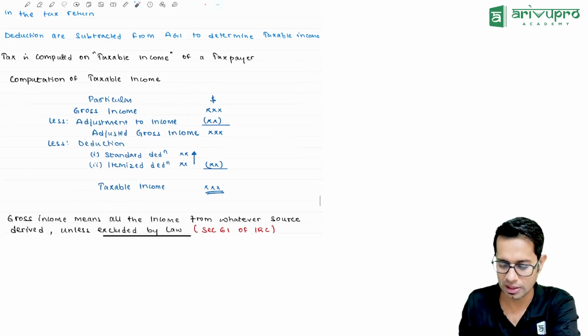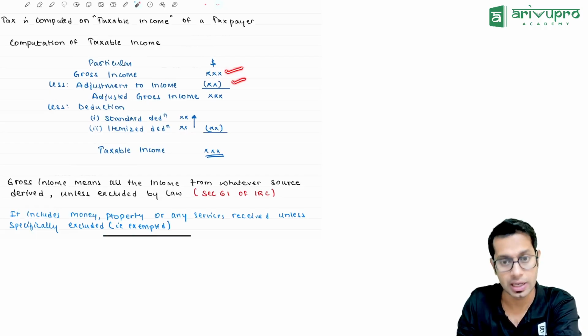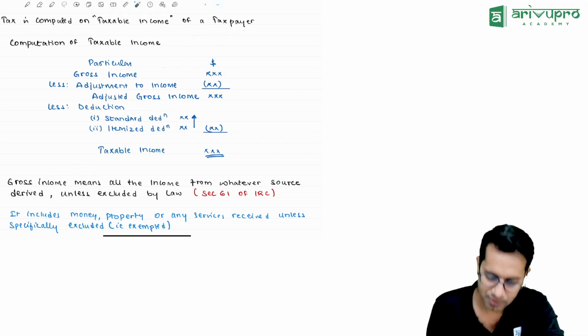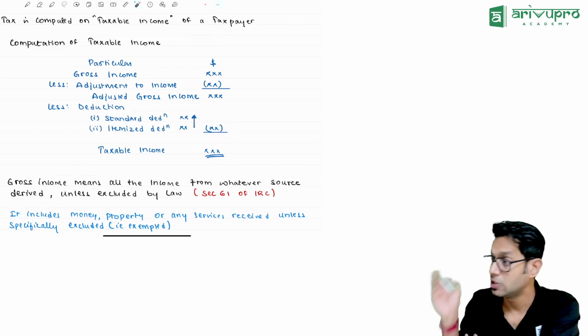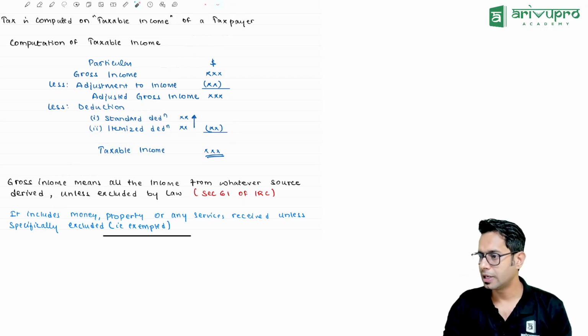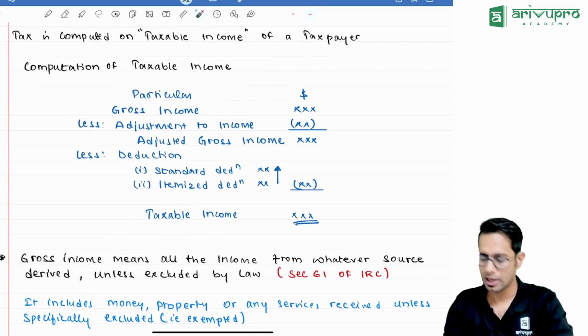So how do I compute taxable income, sir? You take your gross income. From that you subtract your adjustments to your income, also called above the line adjustments. You will get your adjusted gross income. From this adjusted gross income, you subtract your deduction, whether standard deduction or itemized deduction, whichever is higher. You will get your taxable income. It is on this income you are going to pay the taxes. You pay the taxes on which income, sir? You pay the taxes on the taxable income. It is this taxable income on which you will have to pay your taxes.